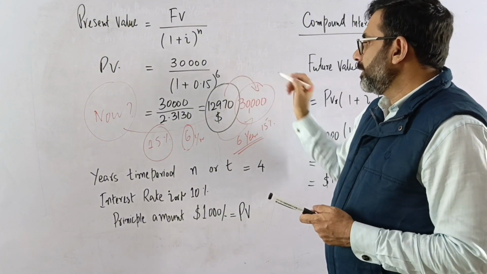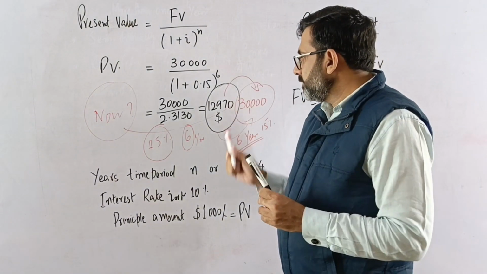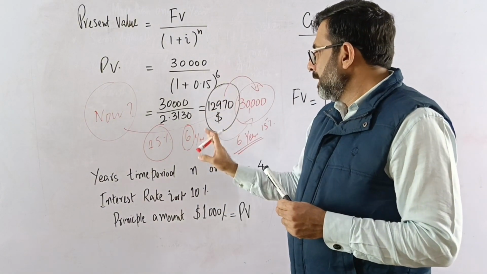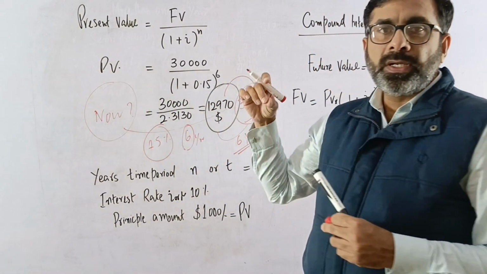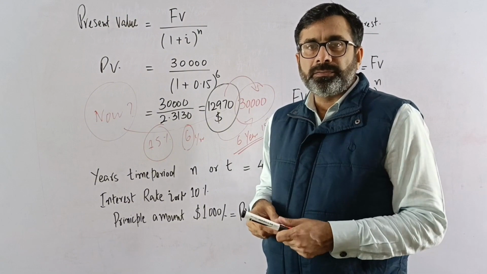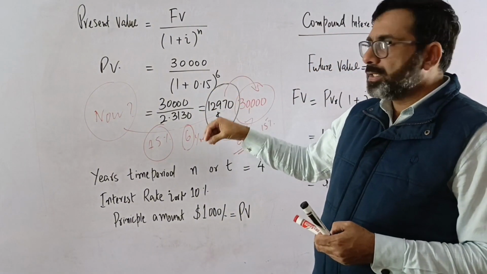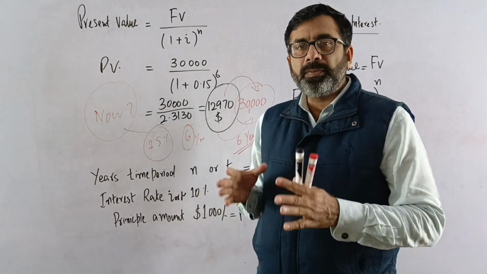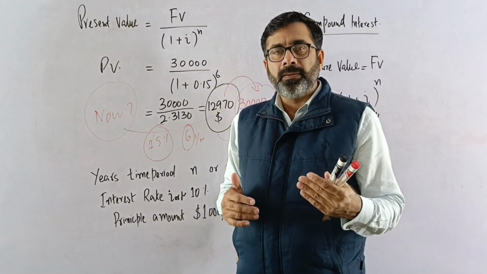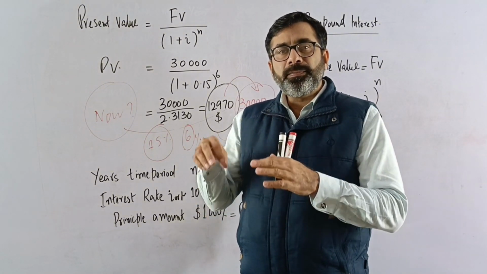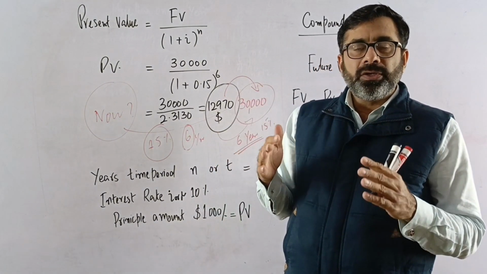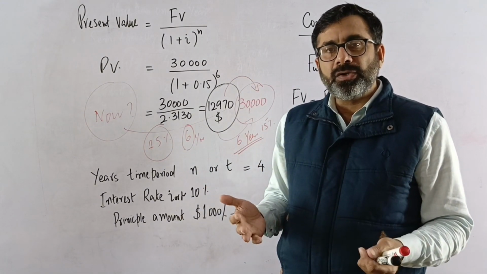So the amount of 12,970, or almost 13,000, if invested for 6 years at a rate of 15%, will convert into 30,000, which is your target. So this is the purpose of calculating the present value. Another very important purpose: you are getting a return after 1 year, but you want to know the present value of that amount, because with the passage of time the value of money is decreasing. That's why you want to know the present value.